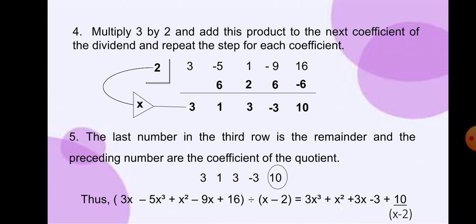Fifth and last step: the last number in the third row is the remainder, and the preceding numbers are the coefficients of the quotient. So in this third row, the last number is positive 10. That will serve as our remainder. In this given equation, 3x^4 minus 5x cubed plus x squared minus 9x plus 16 divided by x minus 2, our quotient will be 3x cubed plus x squared plus x minus 3, plus 10 over x minus 2.